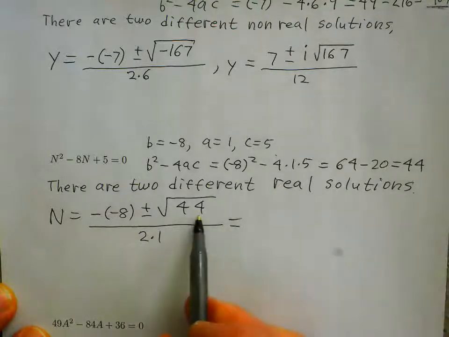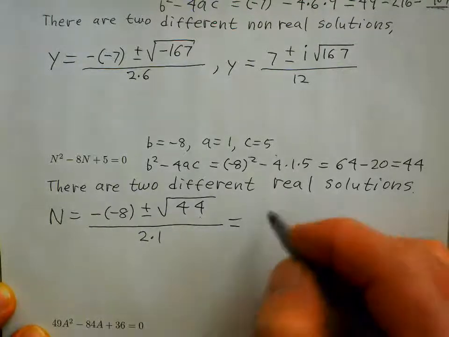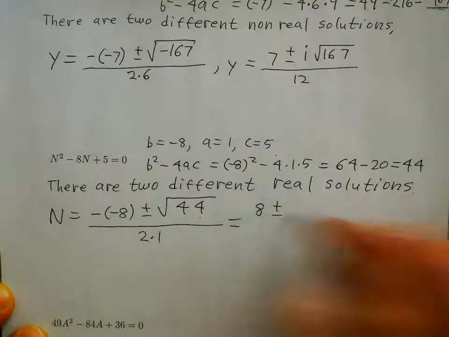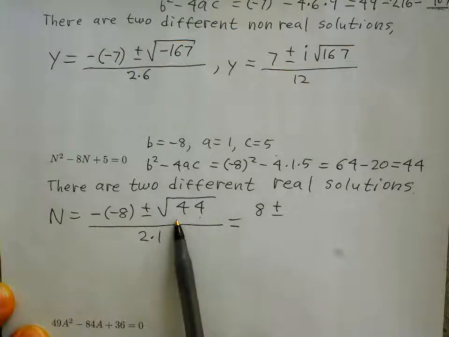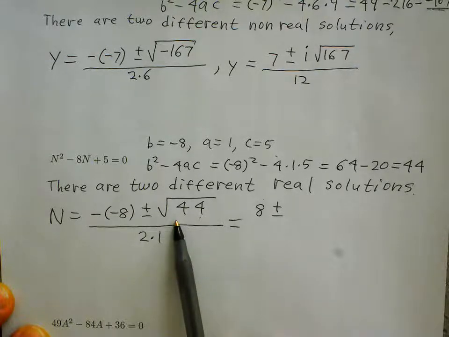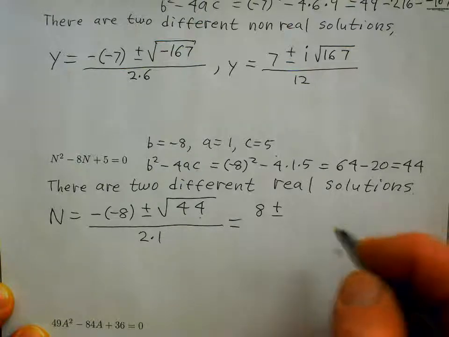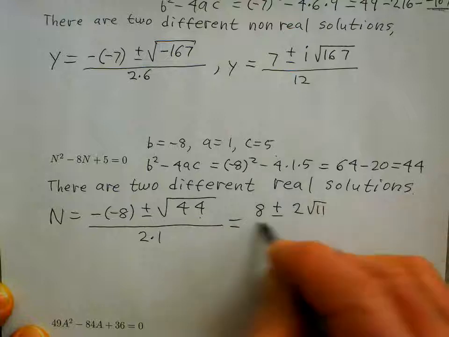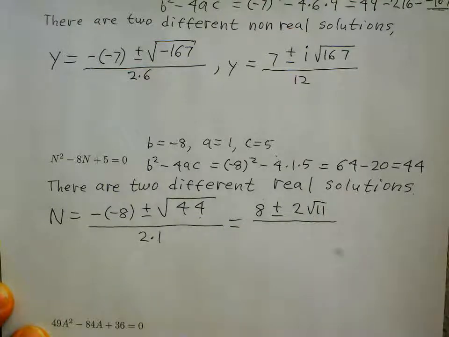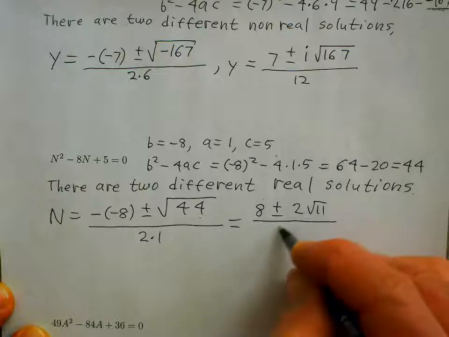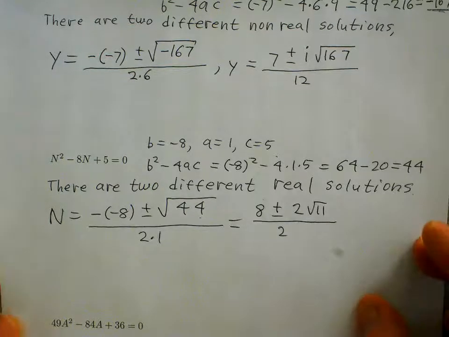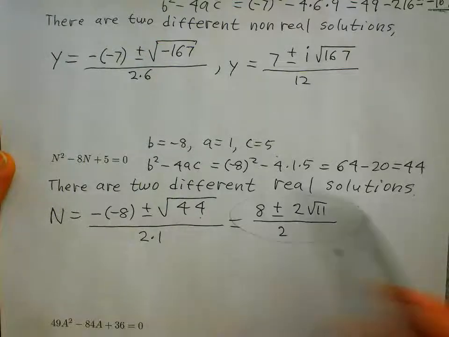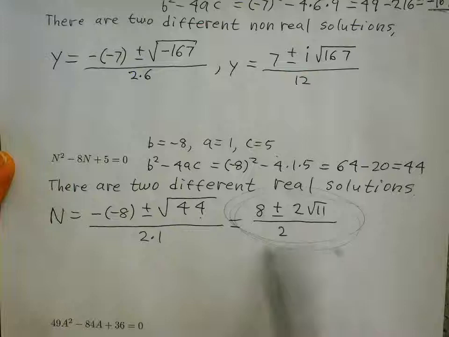Finally, we have a square root that can be simplified. So the negative of -8 is 8, plus and minus, and then the square root of 44 is the square root of 4 times the square root of 11, and the square root of 4 is 2. So we have 8 plus and minus 2 times the square root of 11, all divided by 2. And we can simplify further. So beware of the correct way to simplify this.